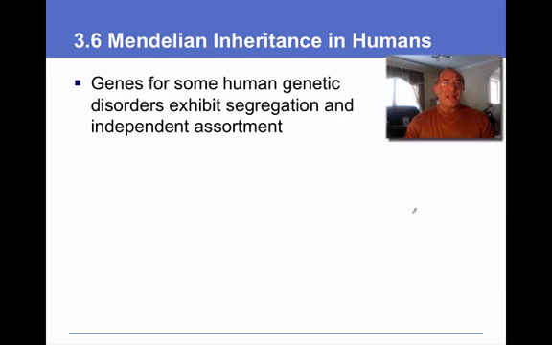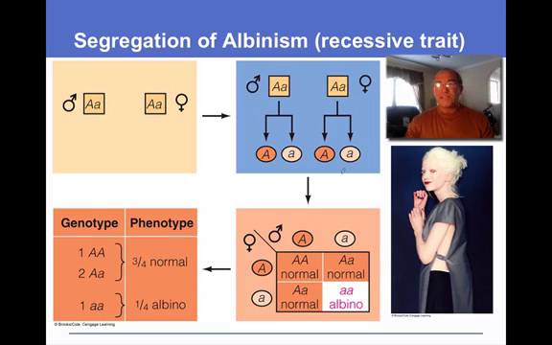Having said all that, there are some human traits that do exhibit Mendelian segregation and independent assortment mechanisms. This is albinism. It is a recessive trait, and we have a picture here of somebody with no skin pigment. If we look at the male, he's heterozygous, and the female is heterozygous as well. They produce their alleles in their gametes here.